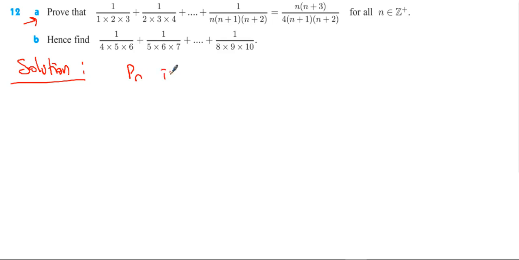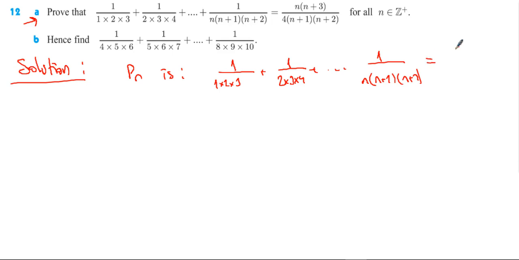Pn, our statement, is 1 divided by (1 times 2 times 3) plus 1 divided by (2 times 3 times 4) plus ... plus 1 divided by n(n plus 1)(n plus 2) equals n plus 3 divided by 4(n plus 1). I'm just rewriting it again. I'm just showing you how you should also write in your papers, in your solutions.